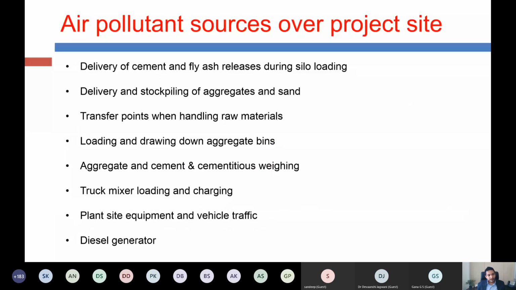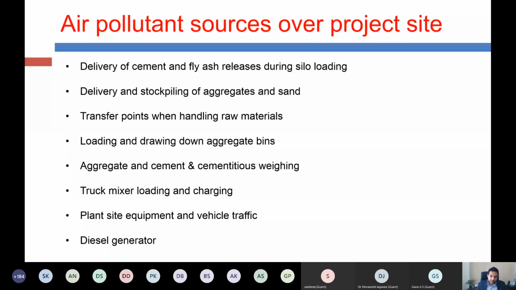So we did the background air quality check, and then we started studying the process and identifying the points of emissions. We could identify that the delivery of cement and the fly ash released during silo unloading is one of the sources. Then delivery and stockpiling of the aggregates, and transfer points where the transfer occurs from the conveyor belt to the hopper, and from the hopper to the elevated mixture. These are the points where material transfer occurs, and thereby the emissions of particulates occur. Also charging the truck mixture while loading, and also the vehicles and the equipment used on the site are sources of emissions, including the diesel generator that was used for electricity.